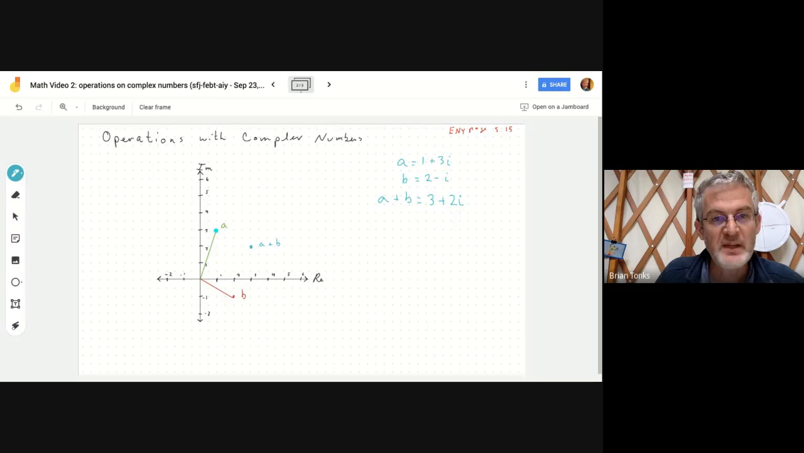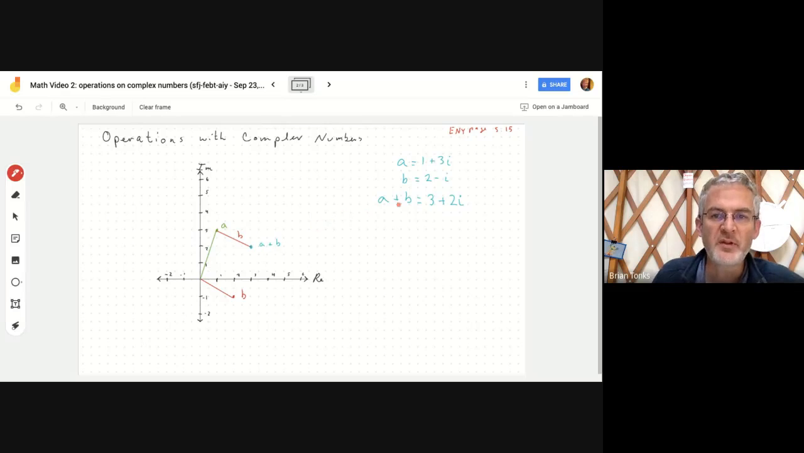So to add b to a, we would start where we ended with a and go over 2, so 1, 2, and down 1. And look, we arrive at the same place. Let's go ahead and sketch that. So that would be right here. We end up with the vector b connecting to a, and then the endpoint ends up being a plus b.